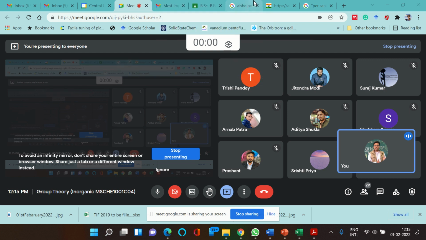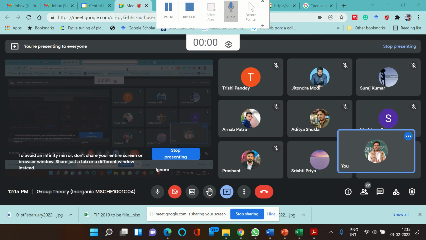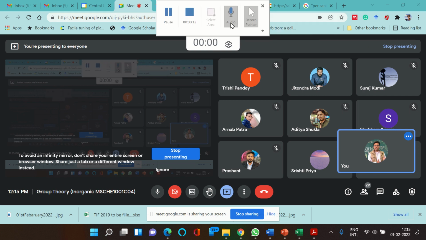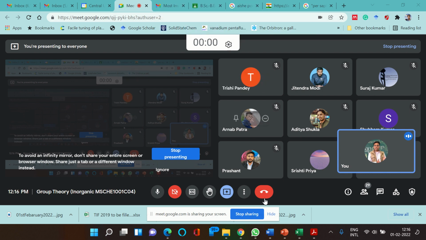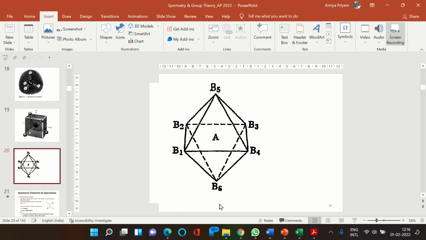So pointer you could capture. ठीक है. So कौन सी slide?